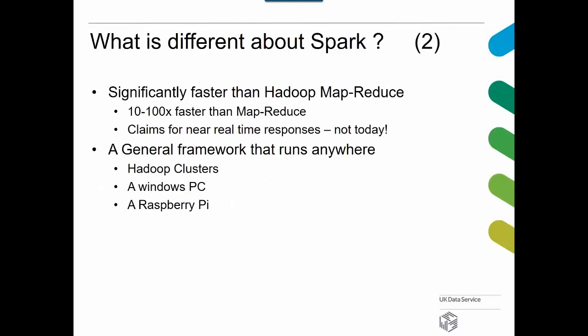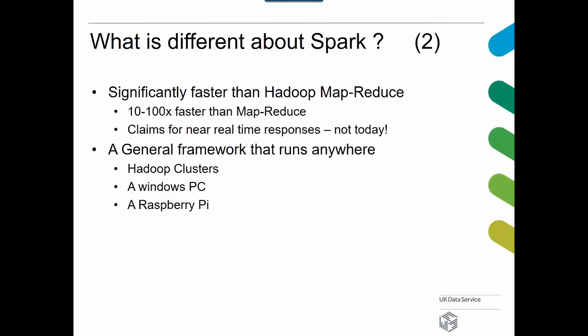We saw a little bit about the speed, 10 to 100 times faster than MapReduce. What Spark tries to do is do all of its processing in memory. So if you can eliminate toing and froing to disks, then you're clearly going to have a massive increase in speed in the processing, and that's hopefully what it tries to do. There have been claims for real-time processing and real-time responses, but we're not going to see that today on our little sandbox Windows PC.